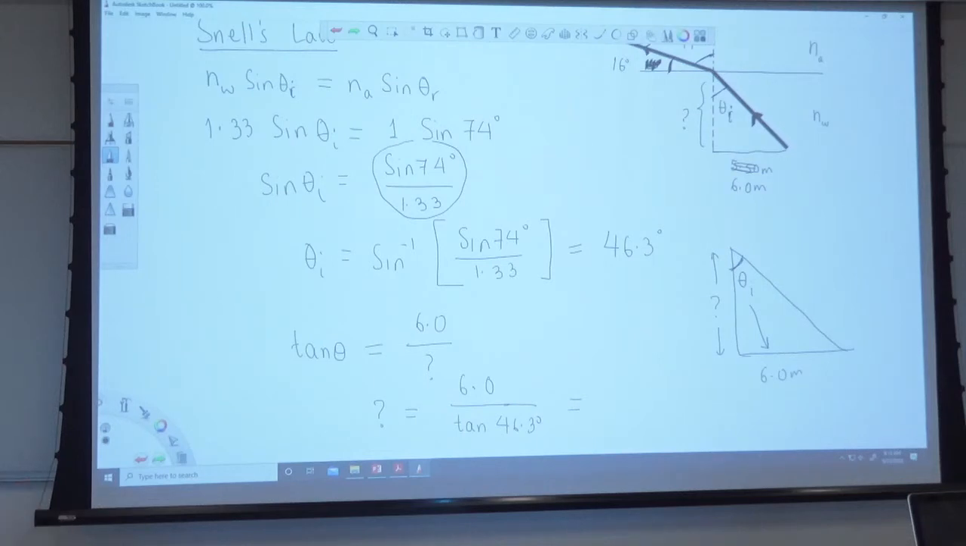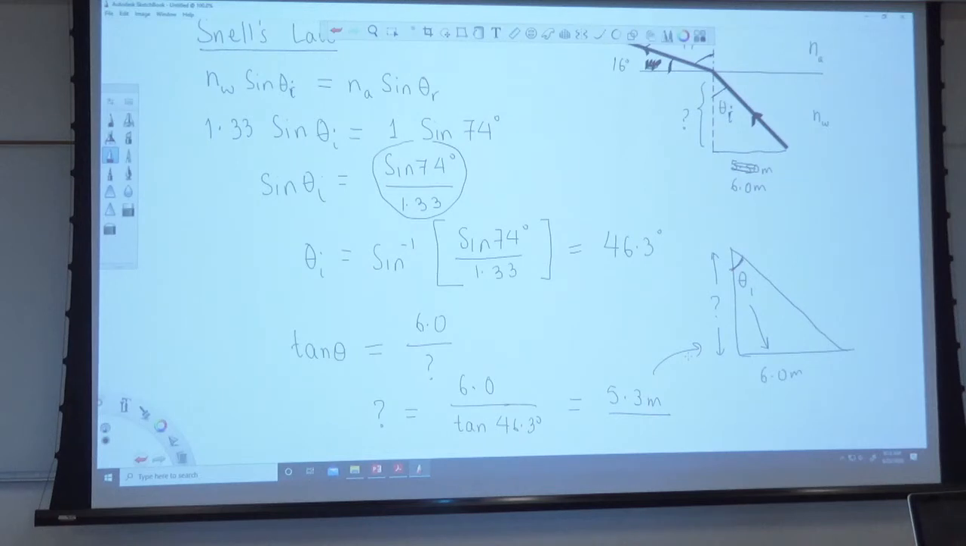Answer for that? Five point three meters. Okay. So that's the depth of the base of the pool.